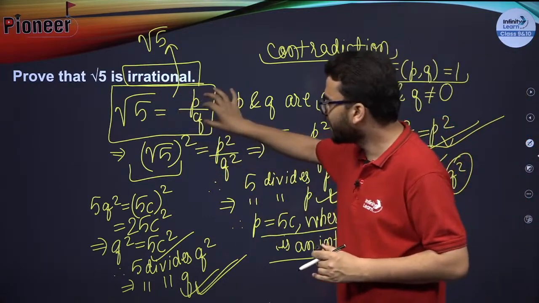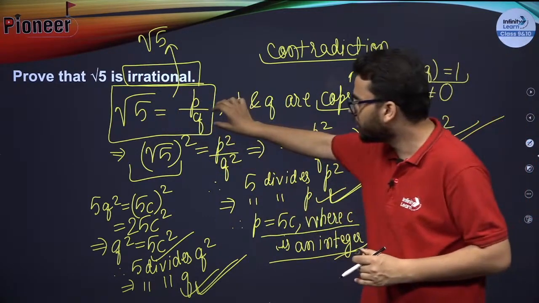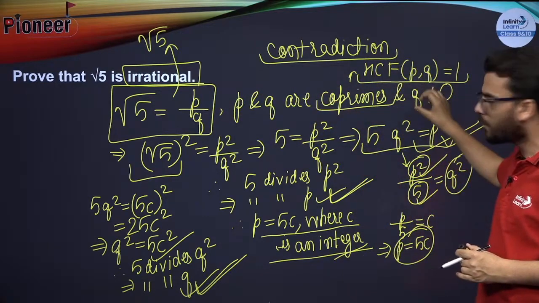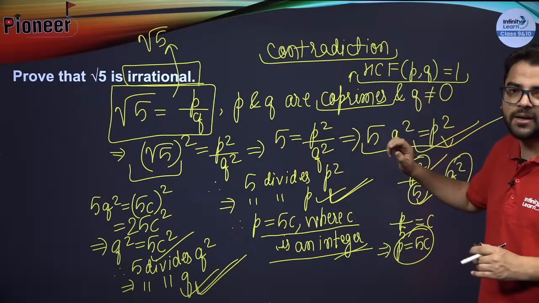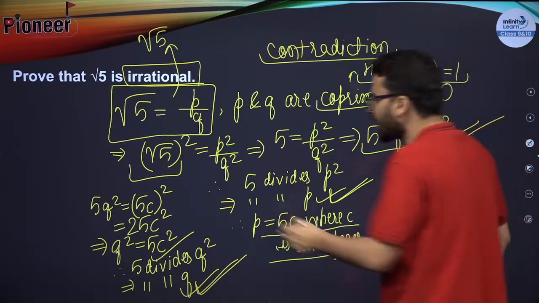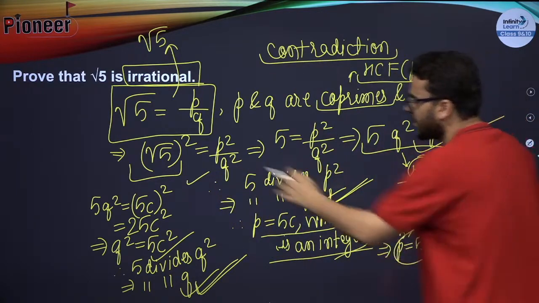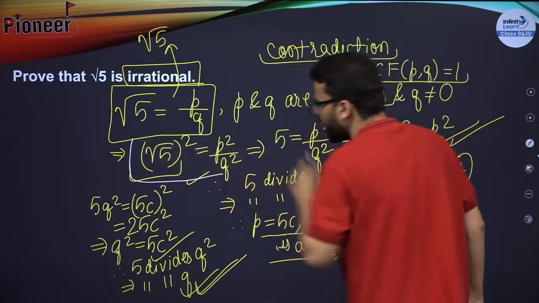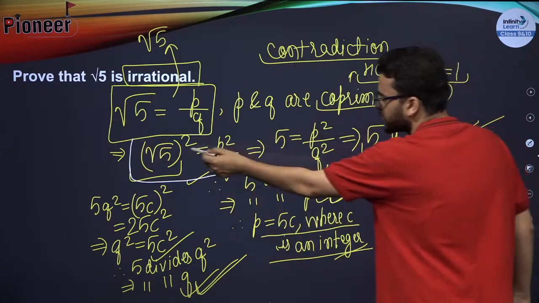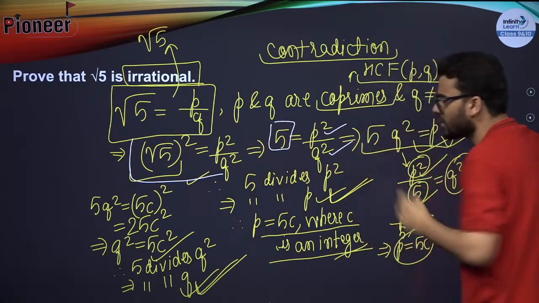So root 5 can be written as a ratio of two integers. Root 5 is equal to P by Q, where P and Q are co-primes, and Q is not equal to 0. Now what I can do, I can square on both these sides over here. I am repeating it once again, guys, you will understand. I can square on both these sides. So what will I get? Square root of 5, the whole square is 5 only. So that is P square upon Q square.